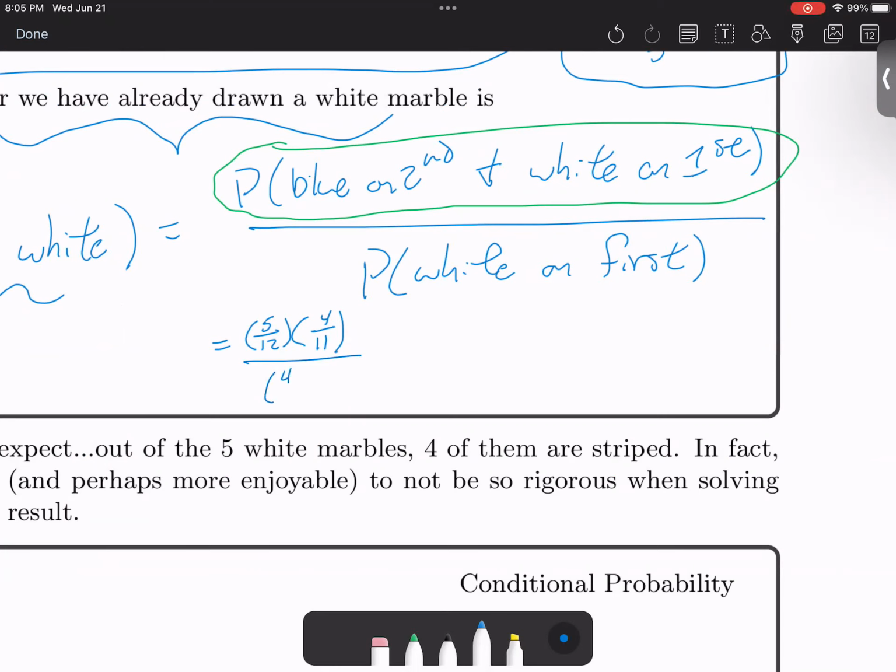So we've actually already seen that. That's 5 white marbles out of the 12 marbles on the first draw. So this is kind of like a trivial conditional statement. The 5/12s cancel, and you're left with 4/11, which gives you 0.36 or 36%.